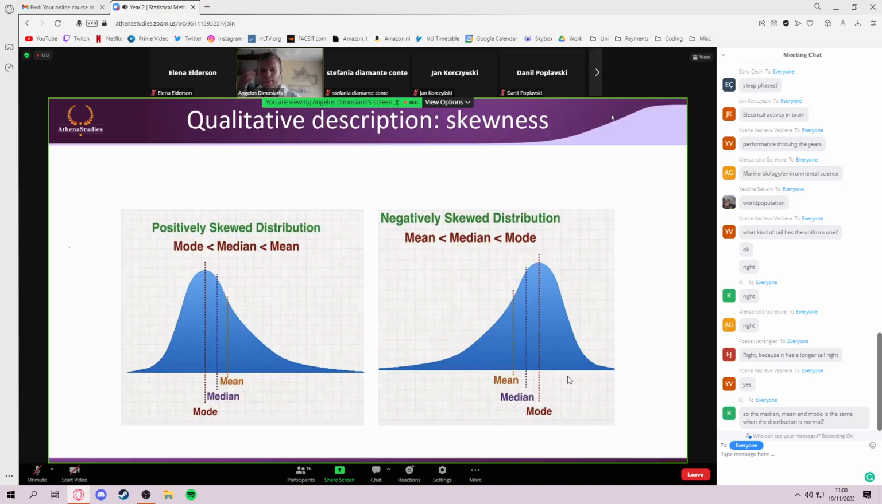Yes. The median, the mean, and the mode are exactly the same when the distribution is normal. If it's perfectly normally distributed, then it's exactly the same value.